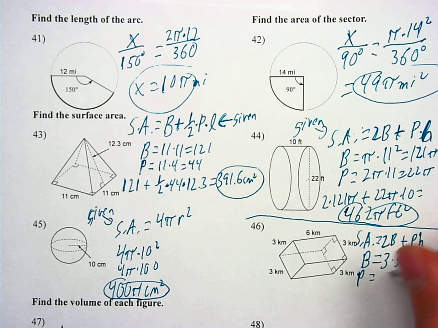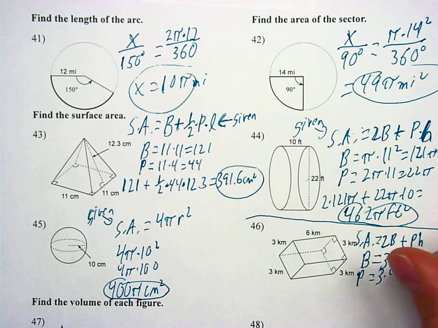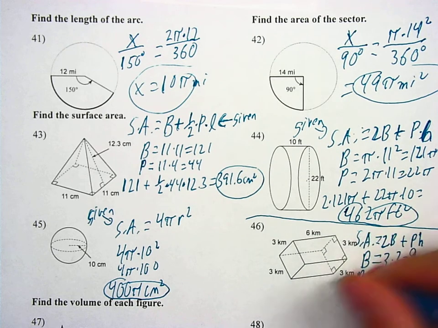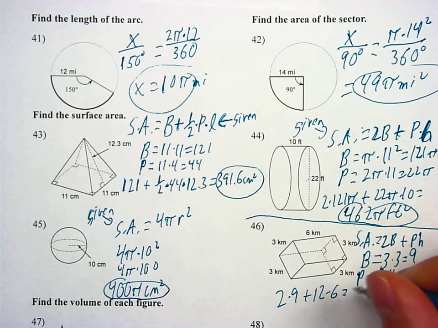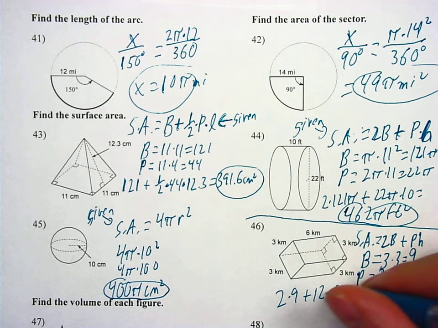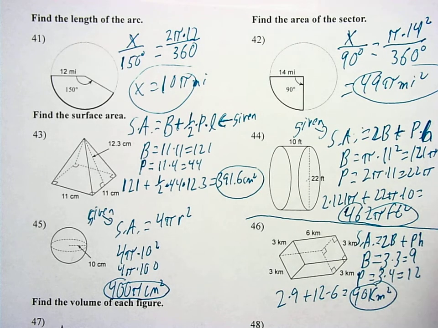Anyway, if I'm using the 3 by 3 as my base, the perimeter of said base is 3 times 4, because again it's a square base. 3 by 4, 12. And my height would be the 6. So I got 2 bases, 2 times 9, plus my perimeter times my height, 12 times 6. So 18 plus 72 is 90 square kilometers. Surface area. Again, you will be provided with the formula.